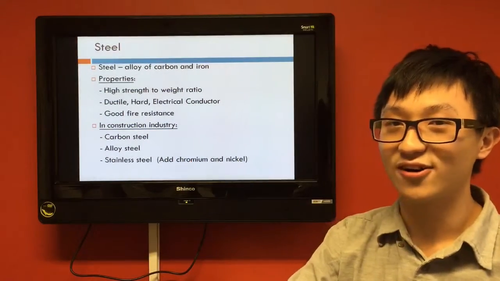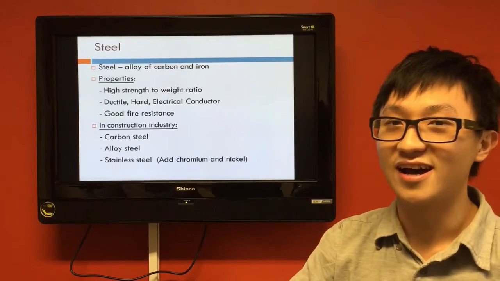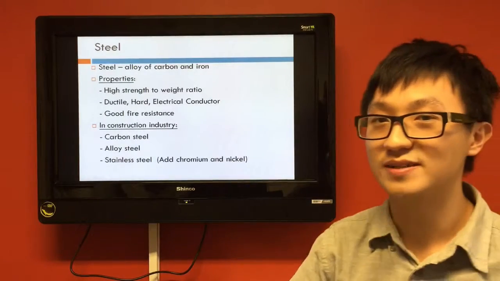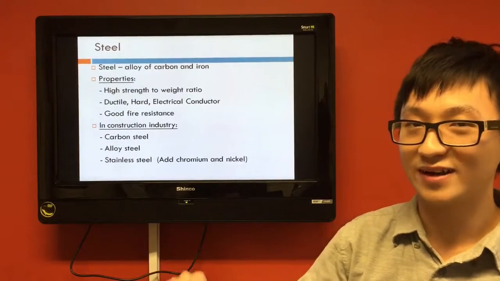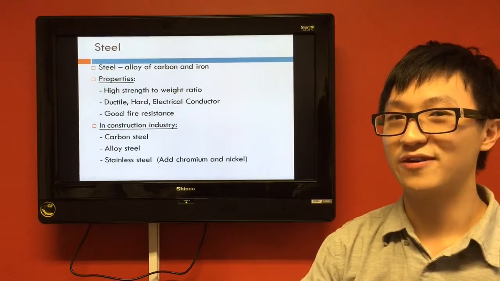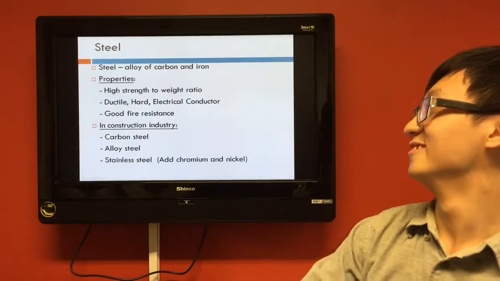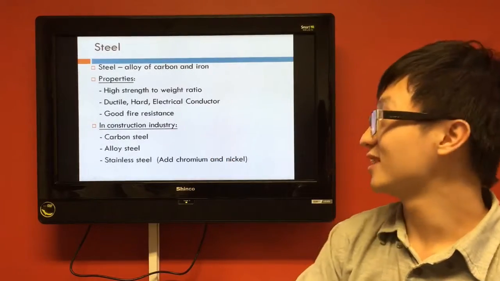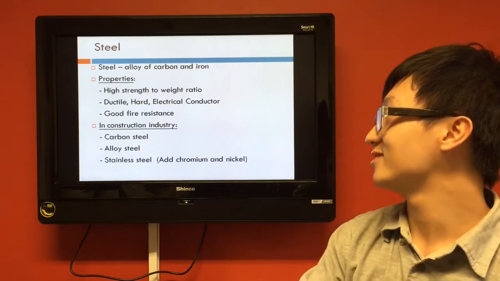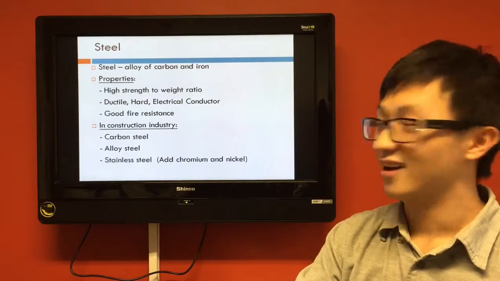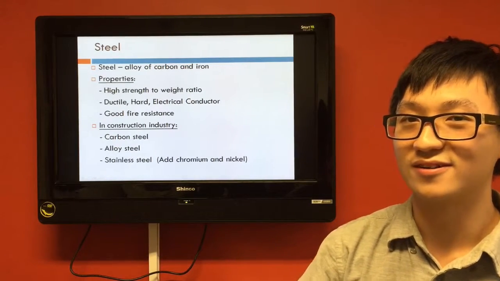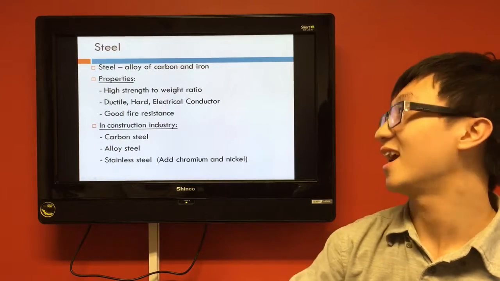Steel is an alloy of carbon and iron, and its properties include a high strength to weight ratio, which means that with only little weight it can achieve a very high strength, and it is very favorable for construction design. Other properties include being ductile and hard, and steel is also an electrical conductor. Also, it has good fire resistance, which makes it very favorable in construction structural design.